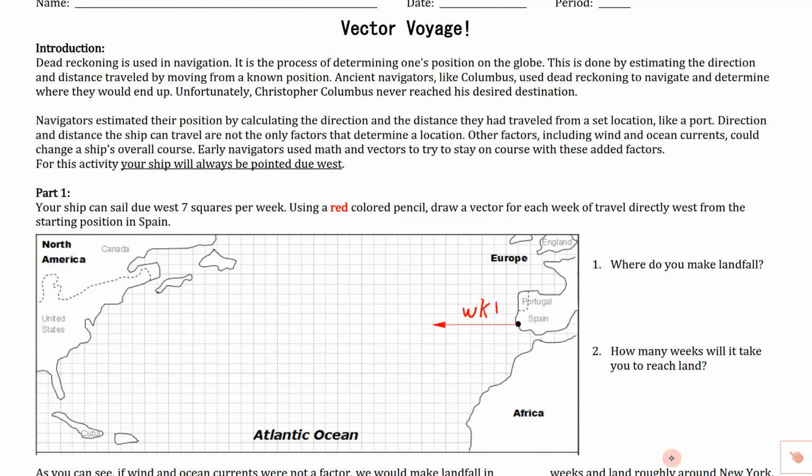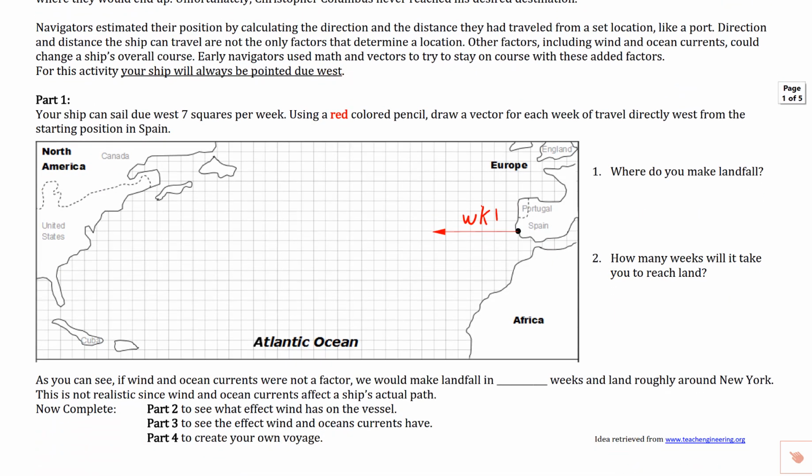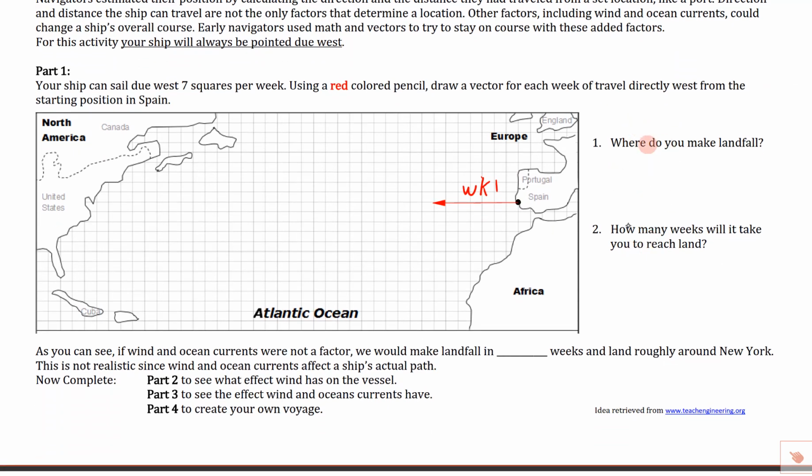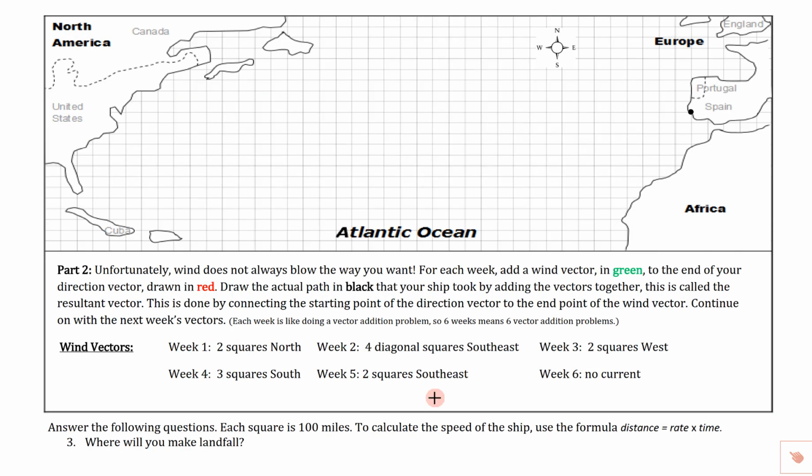But before we move on, let's make sure that we answer all of the questions here. I'm not going to answer these, but anytime there's a question or there's a blank, make sure you fill that in. So here's the deal on part 2. We're going to add a wind vector on every single one of these. Each week is going to have the ship heading to the west, 7 squares per week, and then we're going to add a wind vector, and it tells us on week 1 that the wind blows at 2 squares directly to the north.